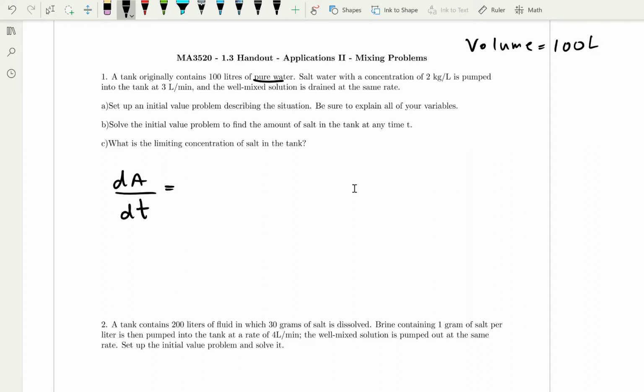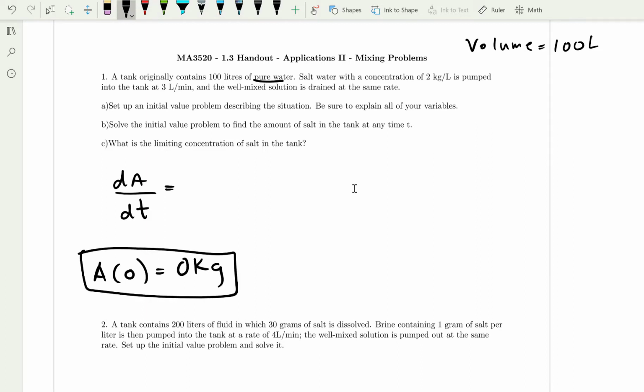And pure water means initially you don't have salt inside the tank. So the amount of salt in the beginning is 0. That's the initial condition, by the way. So initially there are 0 kilograms of salt in the tank. That's the initial amount of salt in the tank.